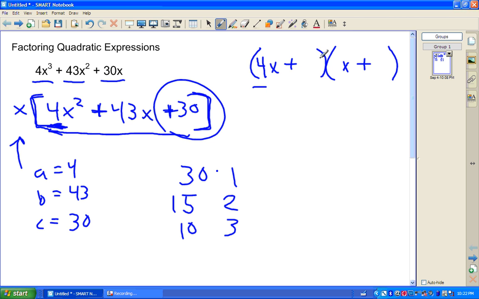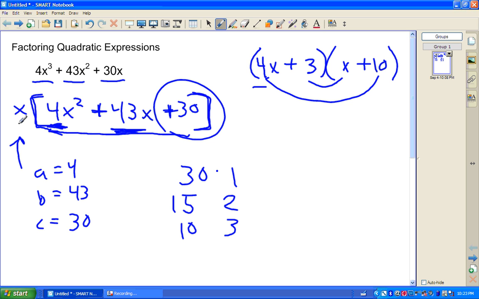If I put the 3 here, okay, that'll give me a 12x. 10 here is 10x. So that would get me 22. But what if that won't get me there? So what if I reversed them? What if I put the 10 here and the 3 here? That gets me a 40x plus a 3x. Boom, I got it. And really, we're done.